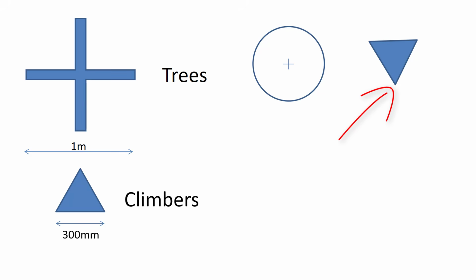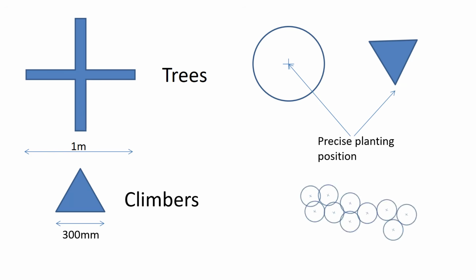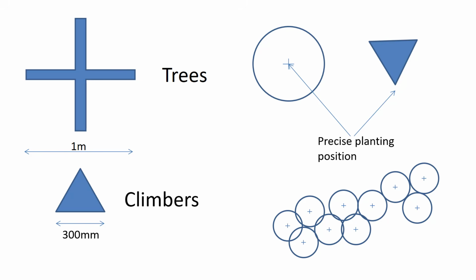With climbers, the point of the triangle represents the precise planting position. Finally, if you have several plants of the same variety next to each other, rather than having to name each plant individually, you can join the centre crosses together to indicate that they're all the same variety.